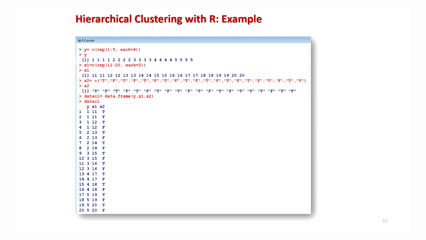Let us first understand how it will look, and then I will show it on the R console. You can see here that y is rep of 1 to 5, each equal to 4: 1 is replicated 4 times, 2 is repeated 4 times, 3 is repeated 4 times, 4 is repeated 4 times, 5 is repeated 4 times. Then 11 to 20, each equal to 2: you can see 11, 11, 2 times, 12, 12, 2 times, 13, 13, 2 times, and so on. And then x2 here is t, f, t, f and so on. So this is my data CL, this is my data frame.